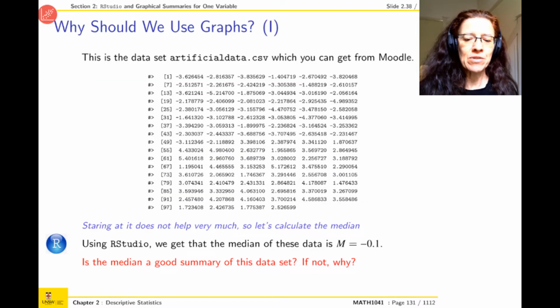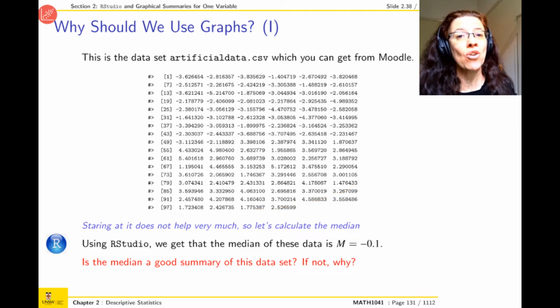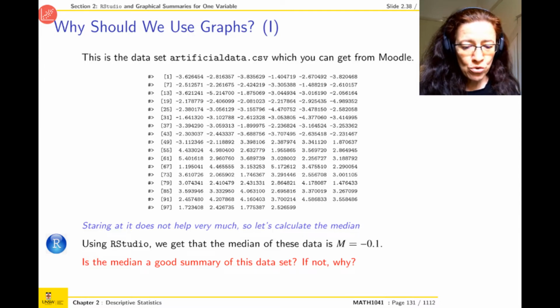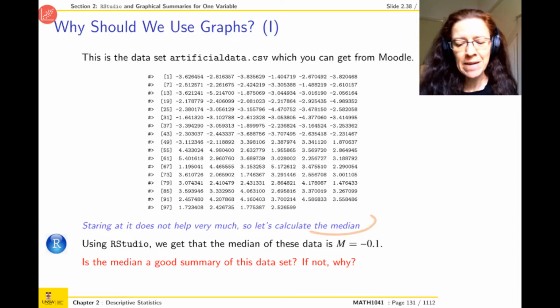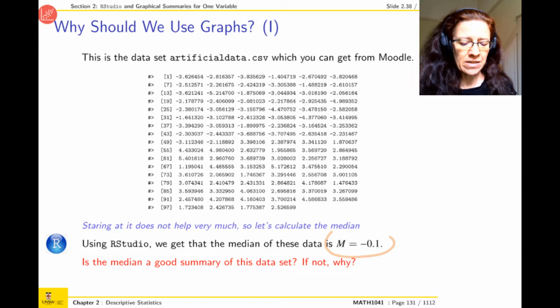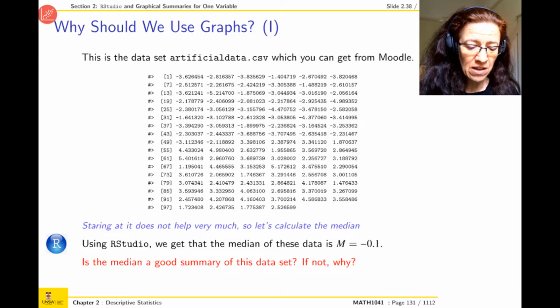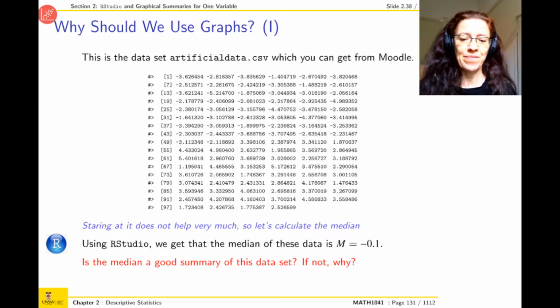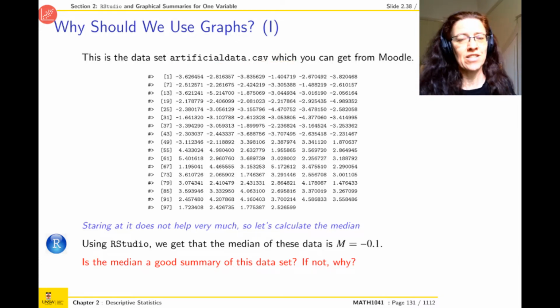So that's an example. That's some data. It's just a short extract of what we have, so it's much longer, and for that reason, it's hard to make sense of it because there are too many values. To try to get a feeling of what these numbers look like, the first thing we're going to do is calculate the median, and we get minus 0.1. Is that a good summary of the location of the data? And if not, why? You can actually download this data set and try to play with it yourself.